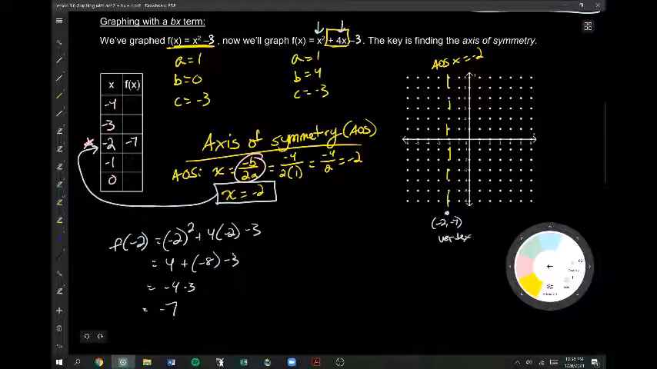I think this is the first time we've had two x's to plug into. Okay, I'm plugging negative 2 in for x. It goes into this x here and this x here. Okay, I'll plug in something else. Let's do f of negative 1.